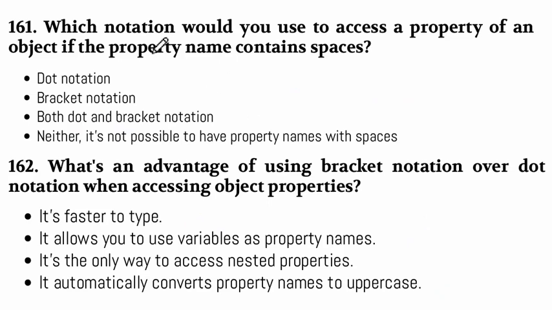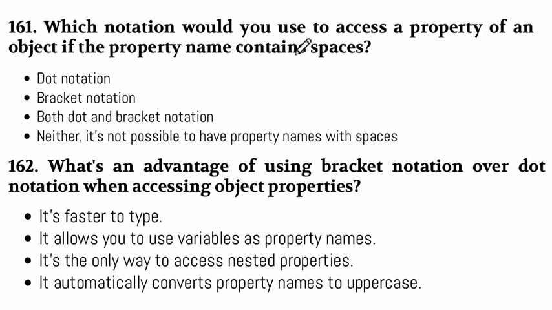Another question, which notation would you use to access a property of an object if the property name contains spaces? And from now we are going to discuss all the contents related to the object in JavaScript. We have created a separate video on JavaScript objects on my channel. You guys can find that as well, where we have discussed the major points and concepts related to the objects in JavaScript.